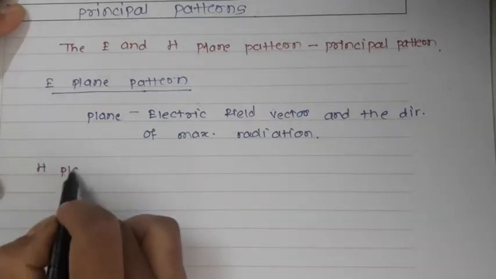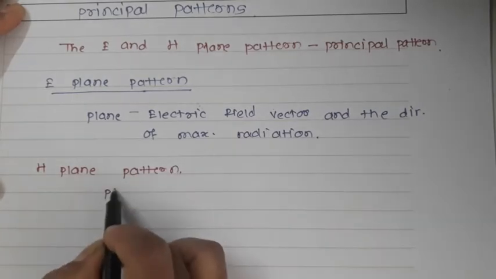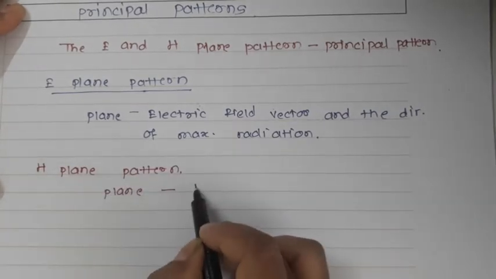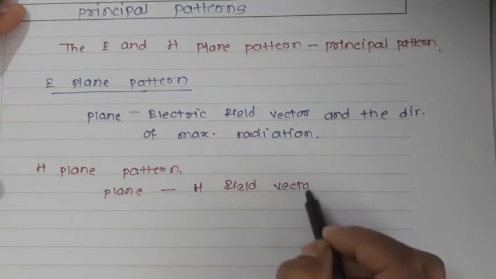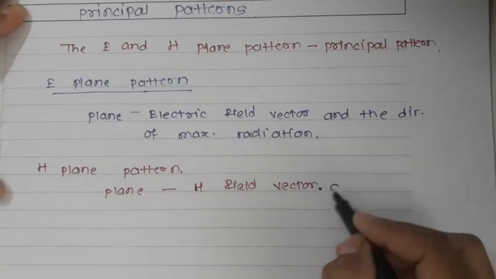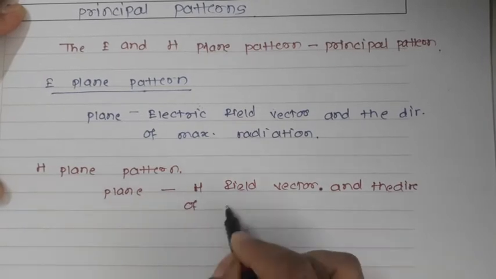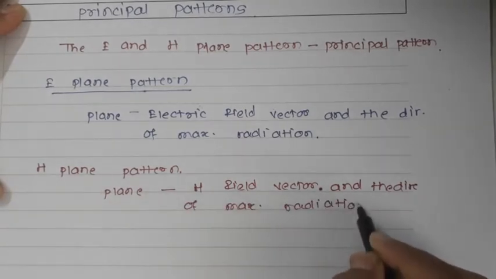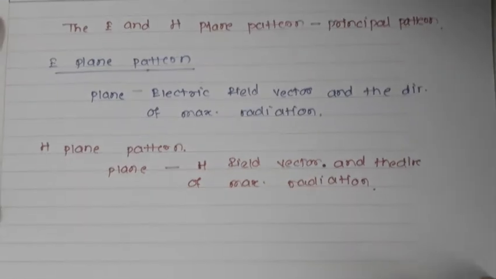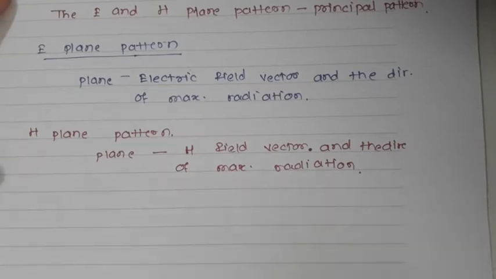The H plane pattern is the plane containing the magnetic field vector. So I can say this is the plane which contains the magnetic field vector and the direction of maximum radiation. This is all about the E plane pattern and the H plane pattern. These are the planes containing the maximum radiation of either the electric field vector or the magnetic field vector.